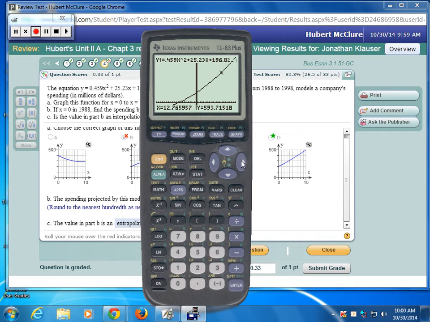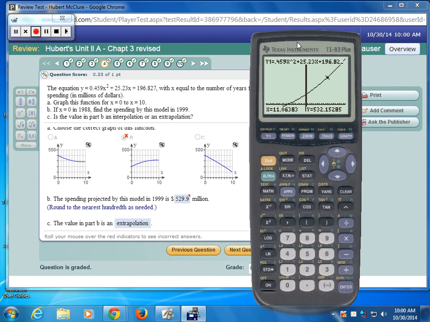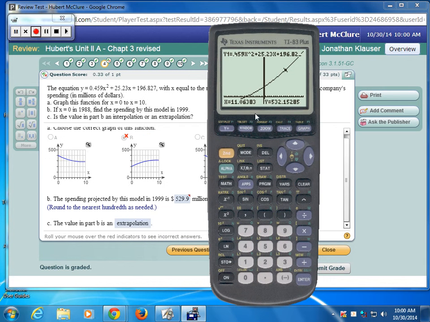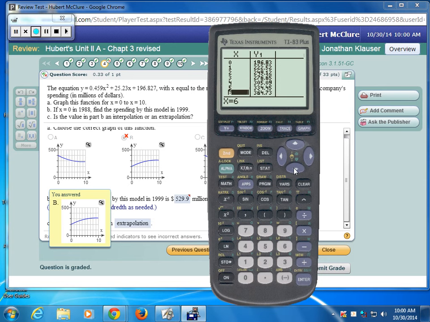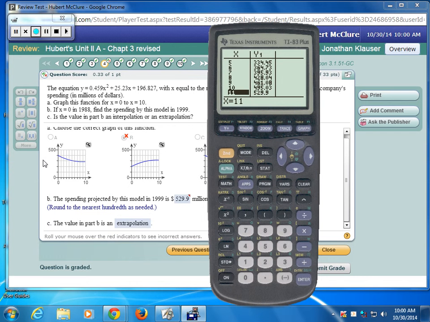Second graph. Okay, there's 14. There's 11 right there. 532.15, whatever. Now, what if you want to find the actual number? Then go to table, look at the table, and go to 11. And there it is, 529.9. And you feel good about yourself.